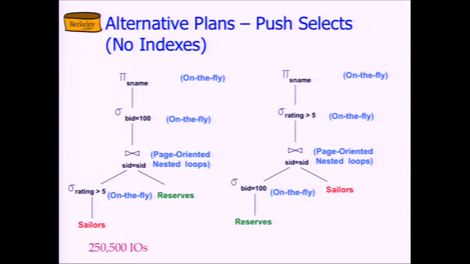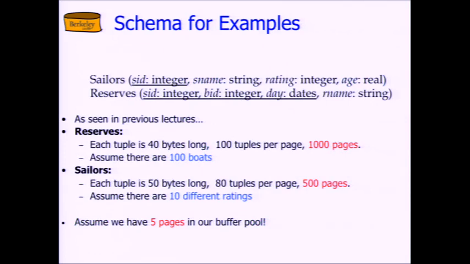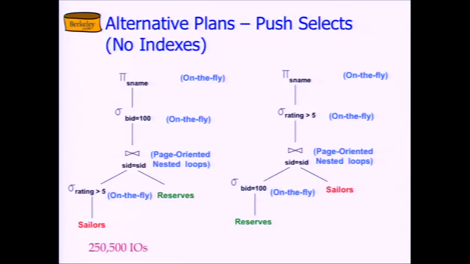What did we change? Oh, we flipped the order around, right? Now we've got reserves as the outer loop and sailors as the inner loop. Okay, let's see. We've got to remember how big these two things were. We're on slide 11. Reserves is 1,000 pages. Sailors is 500 pages.